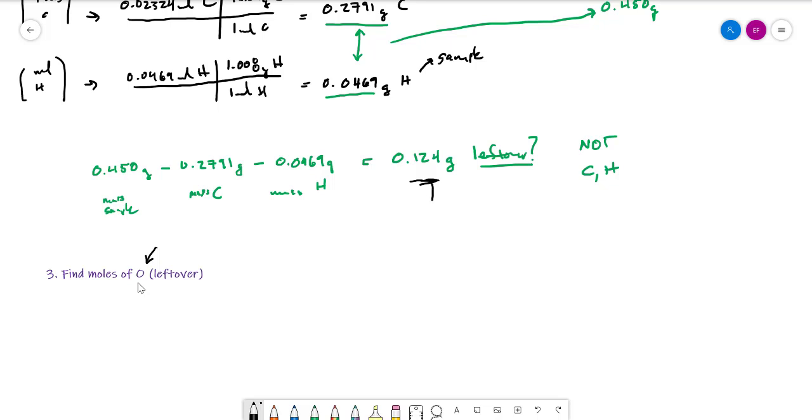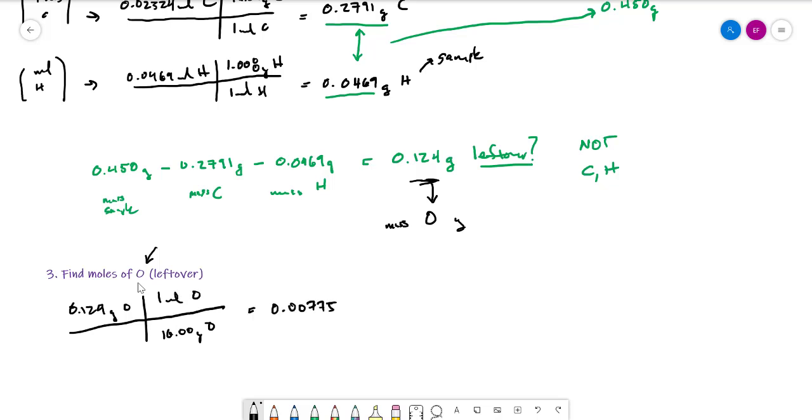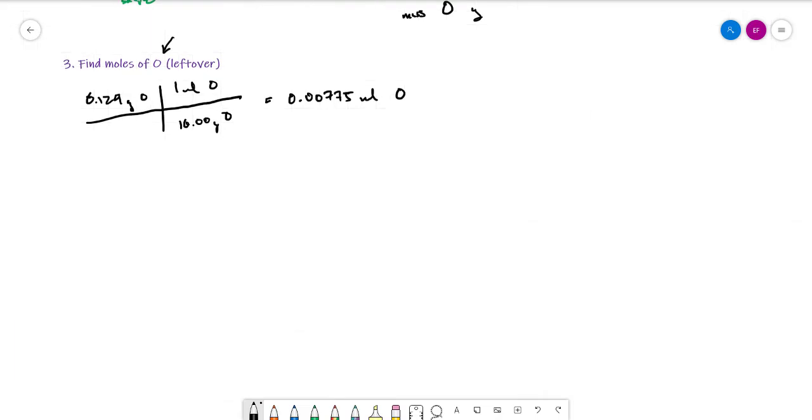So if this leftover is the mass of O in grams, then we can say 0.124 grams of O, and there are 16.00 grams of oxygen for every mole of it. That's going to give us 0.00775 moles of oxygen in our final compound. Okay, so we've been going back and forth, grams and moles, grams and moles. So let's figure out this final step.